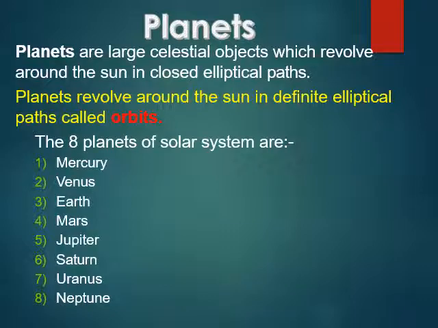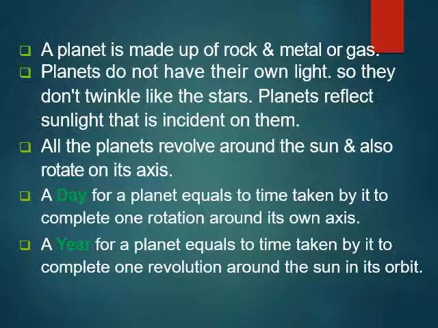Planets. Planets are large celestial objects which revolve around the Sun in a close elliptical path. Planets revolve around the Sun in a definite elliptical path called orbit. The 8 planets of the solar system are Mercury, Venus, Earth, Mars, Jupiter, Saturn, Uranus and Neptune. A planet is made up of rock and metal or gas. Planets do not have their own light, so they do not twinkle like the stars. Planets reflect sunlight that is incident on them.